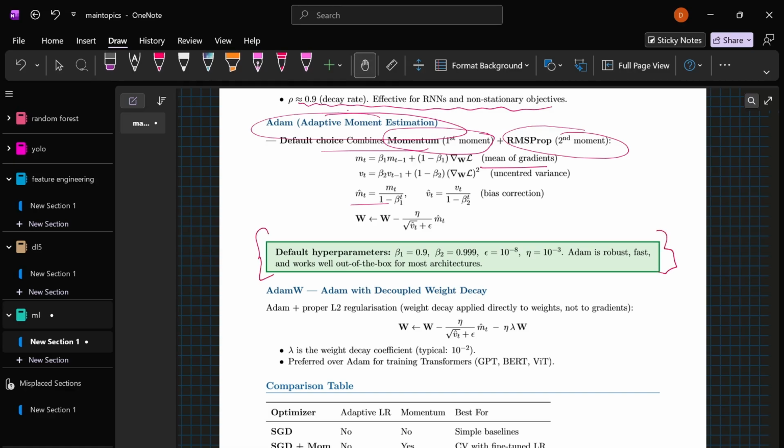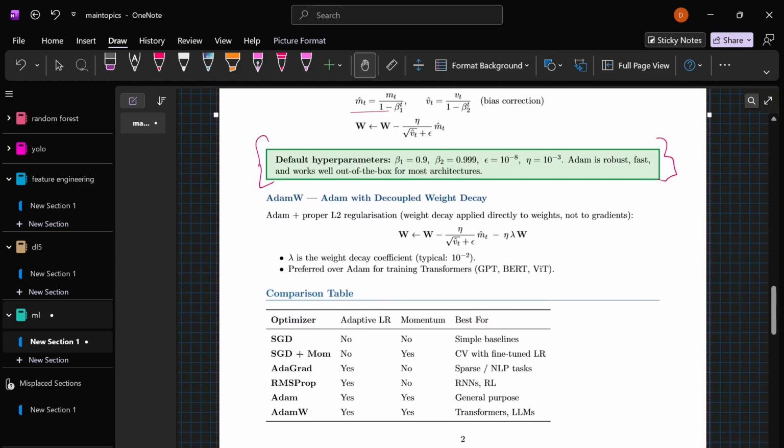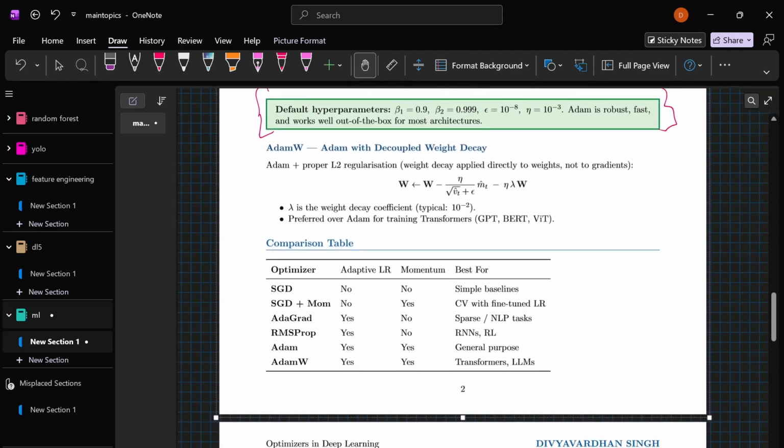Beta 1 of 0.9, beta 2 of 0.999, epsilon of 10 to the power of negative 8, and a learning rate of 0.001. Adam is fast, robust, and works across all architectures. If you don't know which optimizer to use, start with Adam.